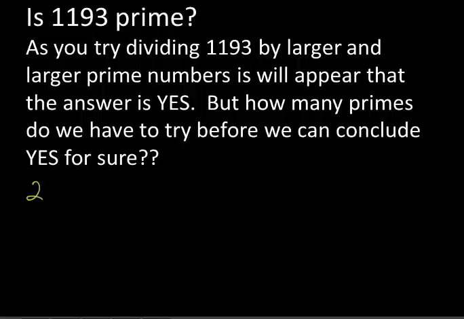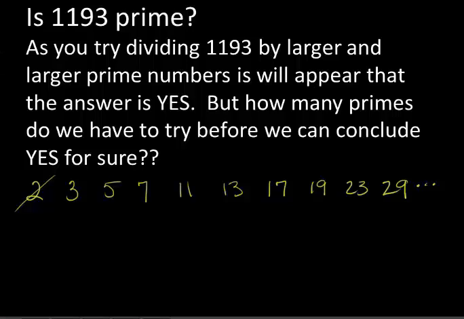We have 2 as a prime number, and then 3, 5. I know that you all know these. 7, 11, 13, and then 17, 19, 23, 29, and so on. So these are all prime numbers. And we want to try dividing 1193 by these primes. Well, 1,193 is not even, so we know it's not divisible by 2.